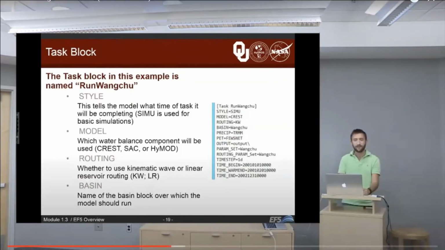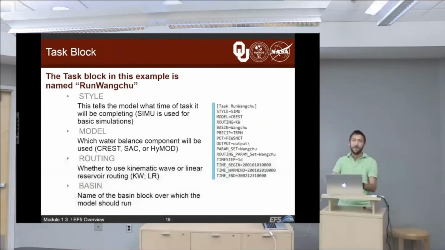Después está routing, que se puede usar o onda cinemática, KW, o el enrutamiento lineal, que es LR. También está basin, el cual es el nombre de la cuenca sobre el que se debe correr el modelo. So in this case, we're going to run basin Wangchu, which has parameter sets Wangchu and has gauge Chukka. So all of these things are kind of tied together.